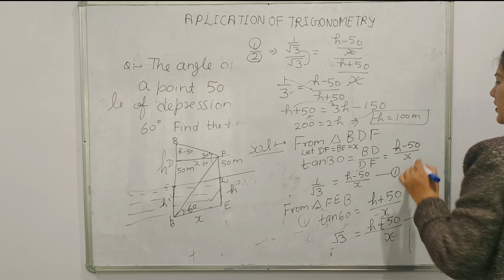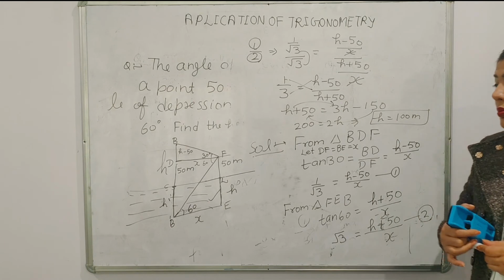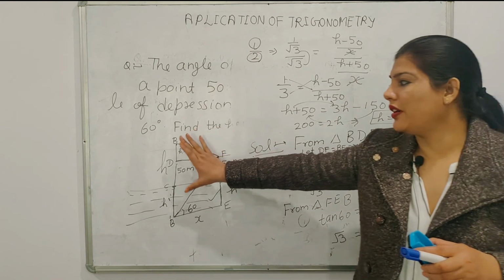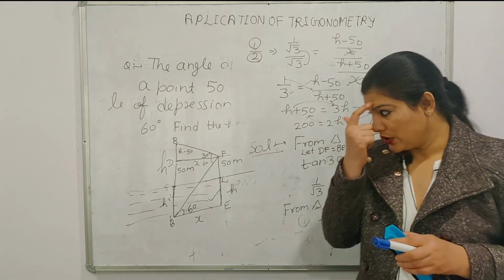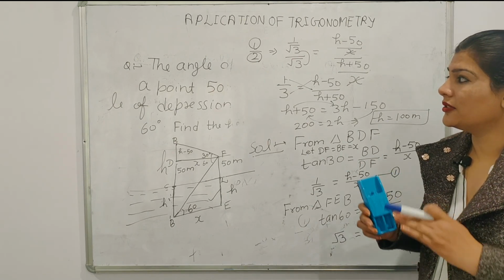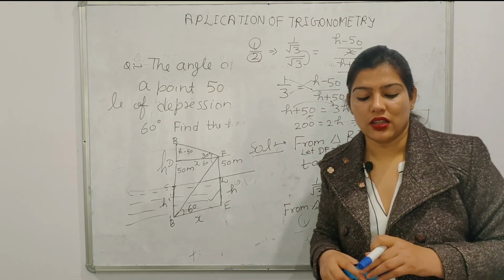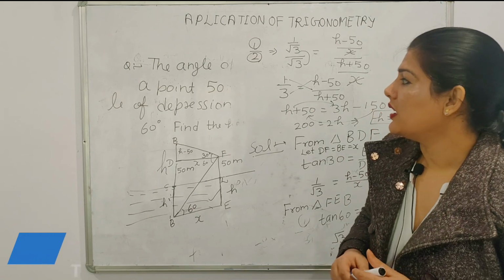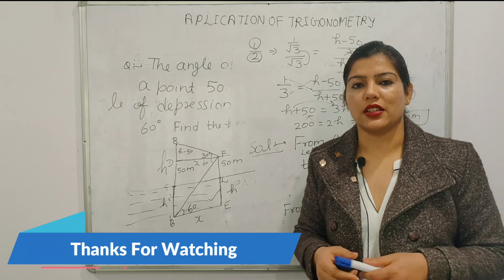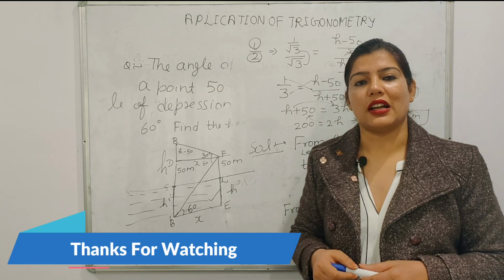So the height of the bird from the ground is 100 meters. If they ask the altitude between the observer and the bird, it will be 100 minus 50, that is 50. So you have to understand the language of the question. First make the diagram and calculate the height or distance between the points with the help of tan theta. This is all for today, and we will discuss more questions in our next video.